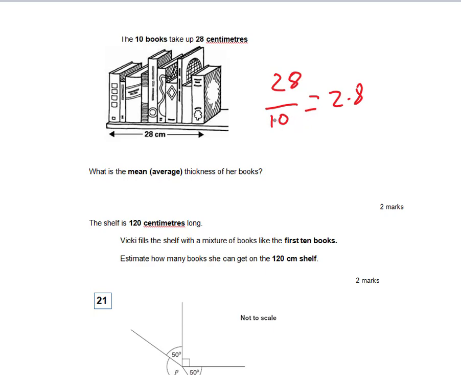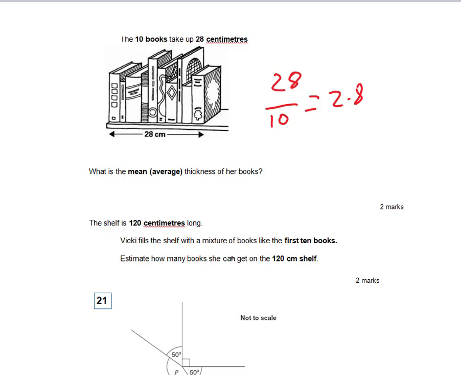So you've got to use your logic a little bit and some common sense, because if you did it the other way around, or you multiplied it and your answer was 2,800 or something like that, which I think a couple of you did, you've got to think no books are 2,800 centimeters long. That's just massive. But 2.8 centimeters does make sense. So we're satisfied that this is the correct answer. Then the question says, the shelf is 120 centimeters long. Vicky fills the shelf with a mixture of books like the first 10 books.